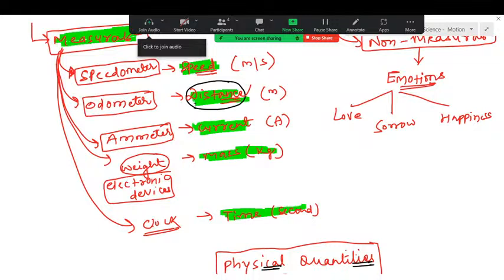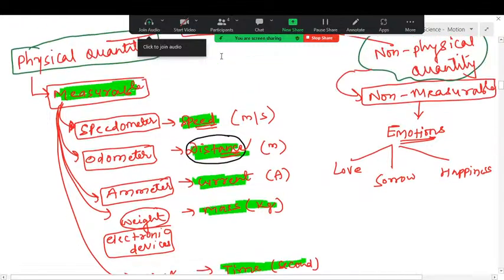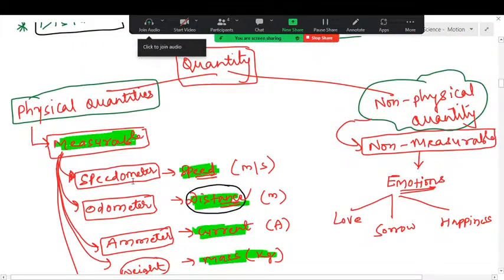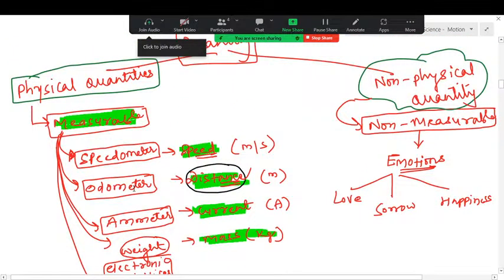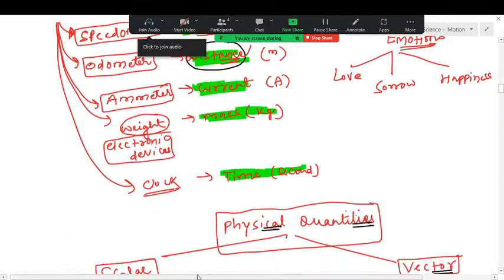Later on you will study what an ammeter, a voltmeter, and an electric circuit are. We use the ammeter and voltmeter in an electric circuit. One more device is the galvanometer. They are all devices we use to measure, and the parameters we measure with them are known as physical quantities because they are measurable. Non-physical quantities are those which are non-measurable, like our emotions: love, sorrow, happiness. They are all non-measurable, and that is why they are non-physical quantities.